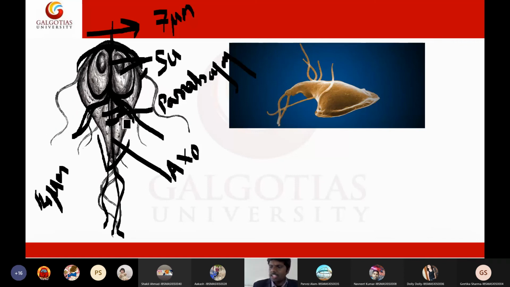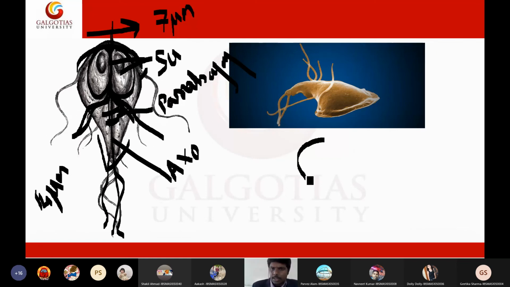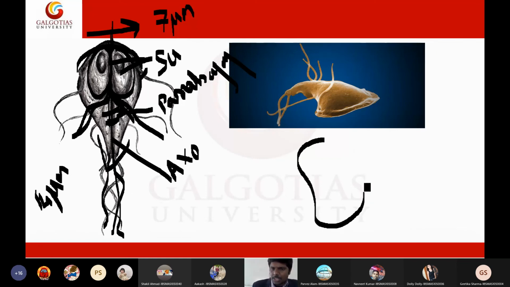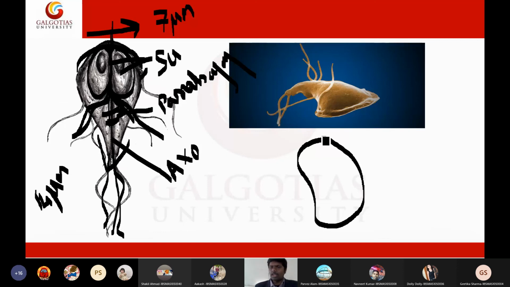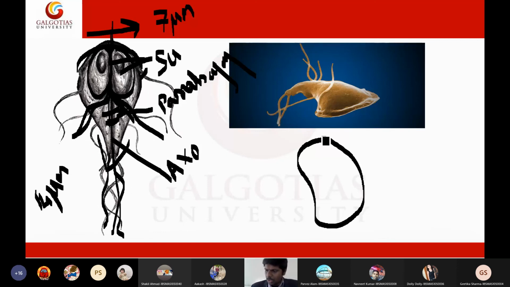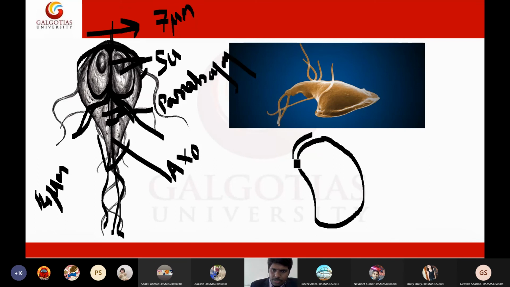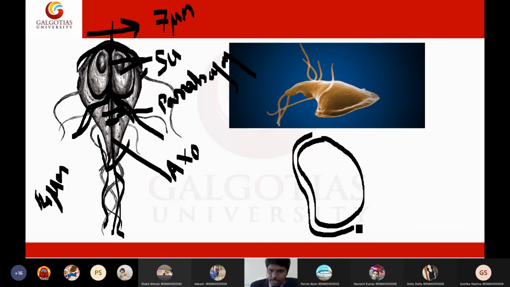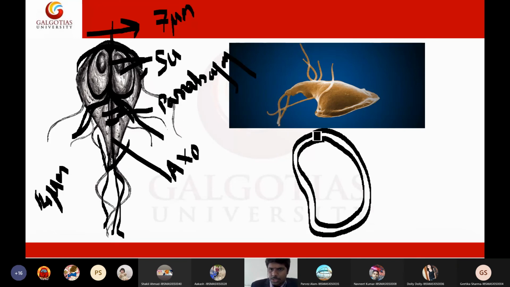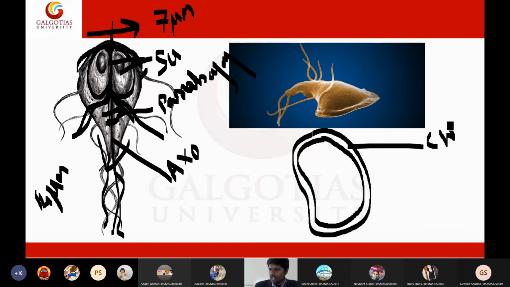Then let us discuss the cyst of this particular Giardia lamblia. This Giardia lamblia cyst looks like this. It looks like a bean-shaped cyst. So this is equivalent to the egg. This bean-shaped cyst has a cyst wall. It has 2 layers of cyst wall.